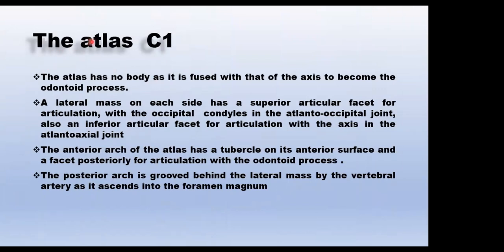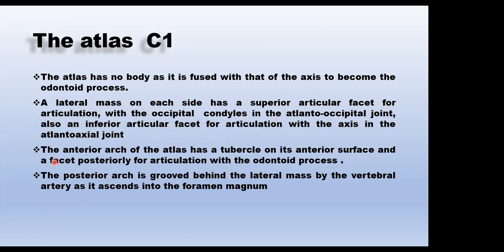Now we will talk about atypical cervical vertebrae. At first, we have the atlas, the first cervical vertebra. The atlas has no body as it is fused with that of the axis to become the odontoid process. A lateral mass on each side has a superior articular facet for articulation with the occipital condyles in the atlanto-occipital joints, and also an inferior articular facet for articulation with the axis in the atlanto-axial joints.